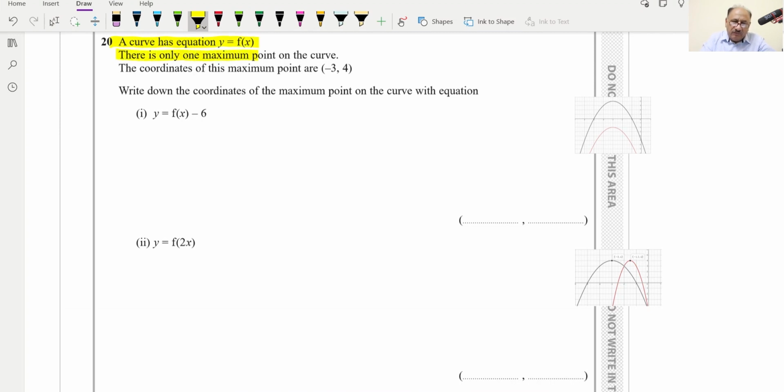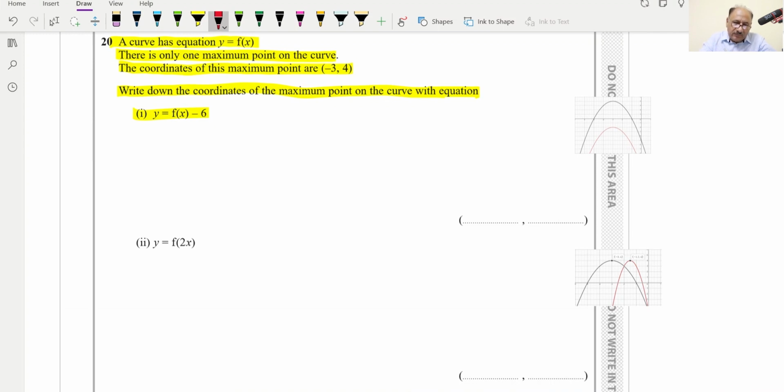There is only one maximum point to the curve. So it is like a quadratic graph which is opening downward, because this is a maximum point. The coordinates of this maximum point are minus 3 and 4. Write down the coordinates of the maximum point on the curve with equation. This is basically a transformation question.